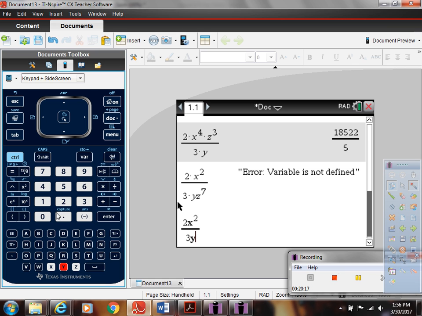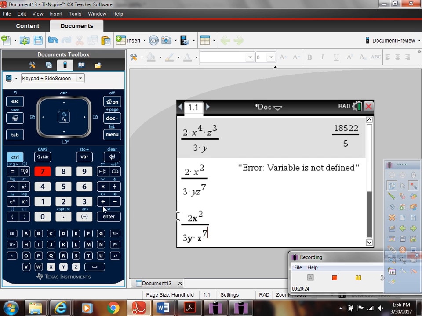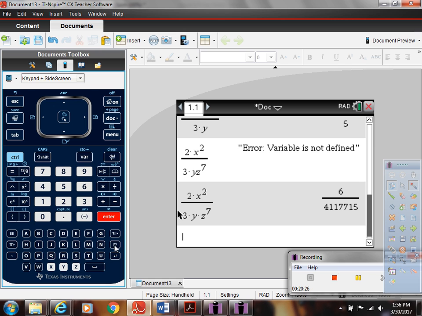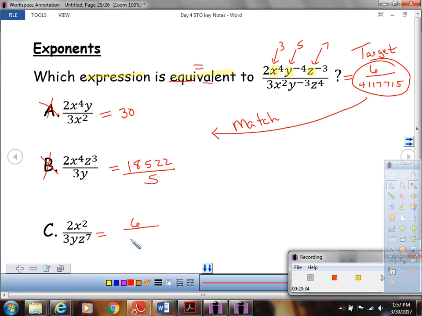So watch, I'm going to put a multiplication sign right there between the Y and the Z, and it's going to work. So don't ever panic and get frustrated, just go back and see if you need to put the multiplication sign. Did we get our answer? Yes. Was there another one, though, that gave us the same number?